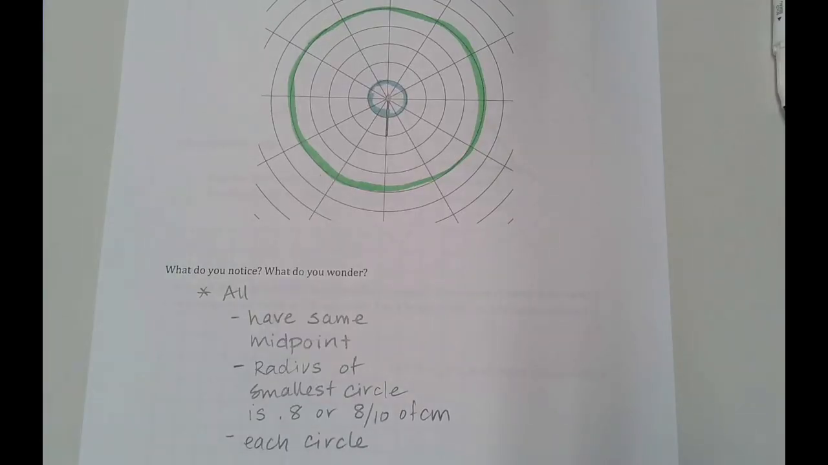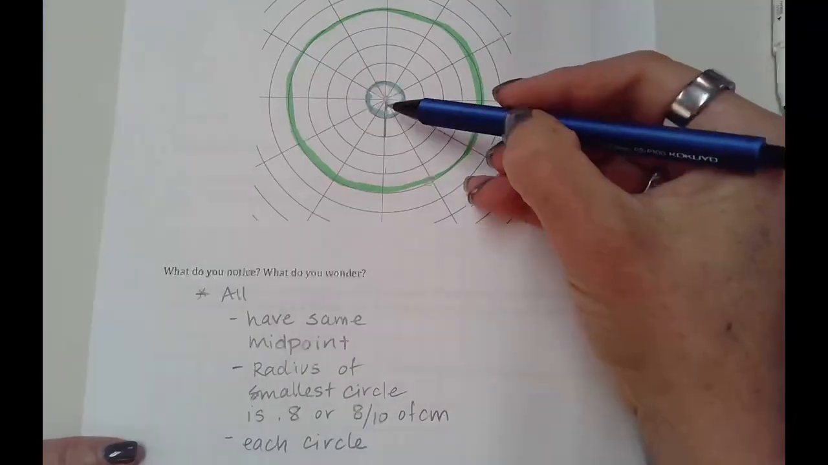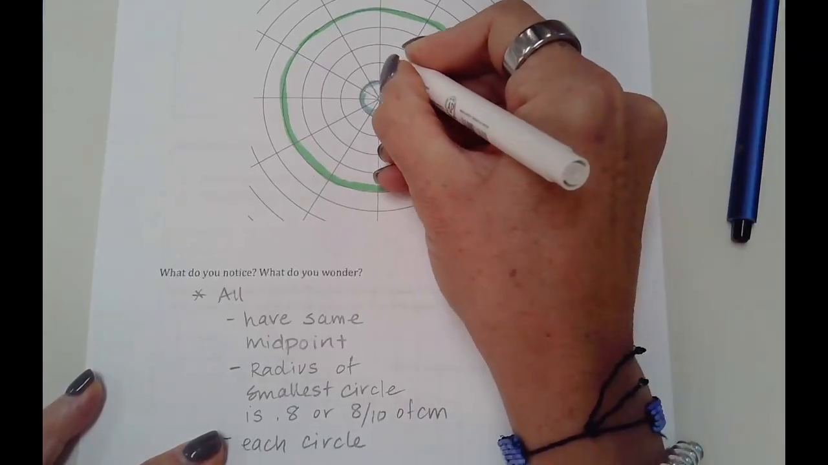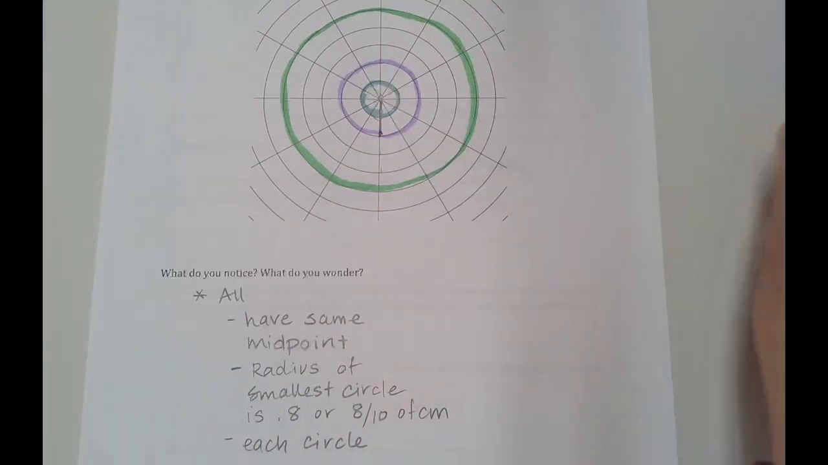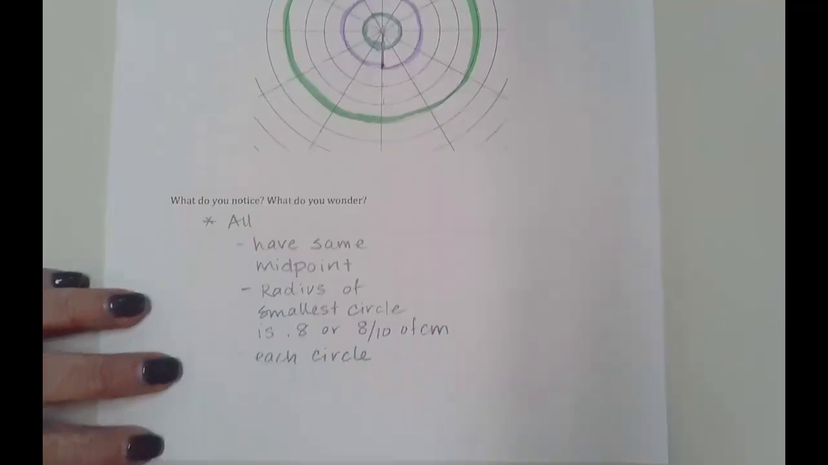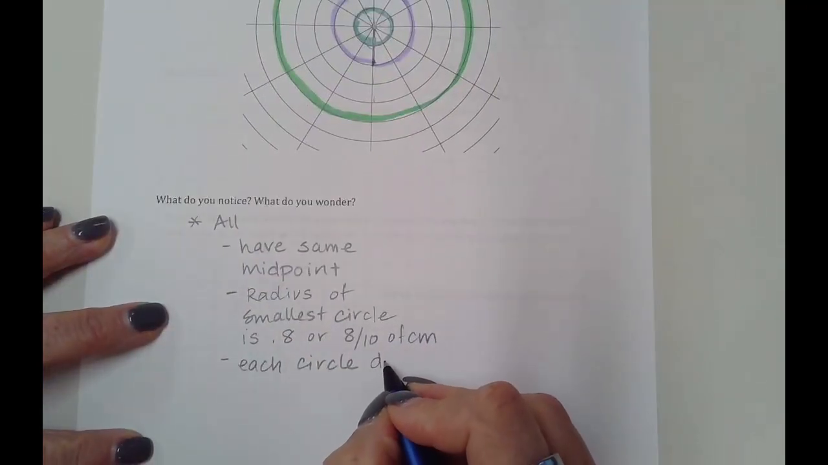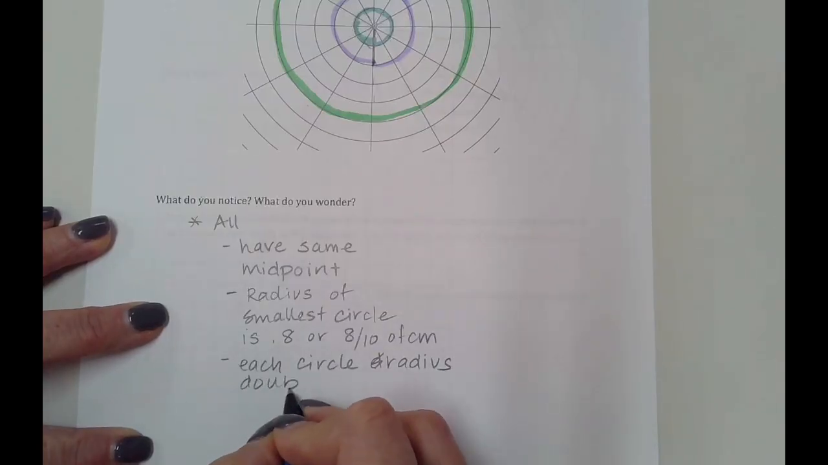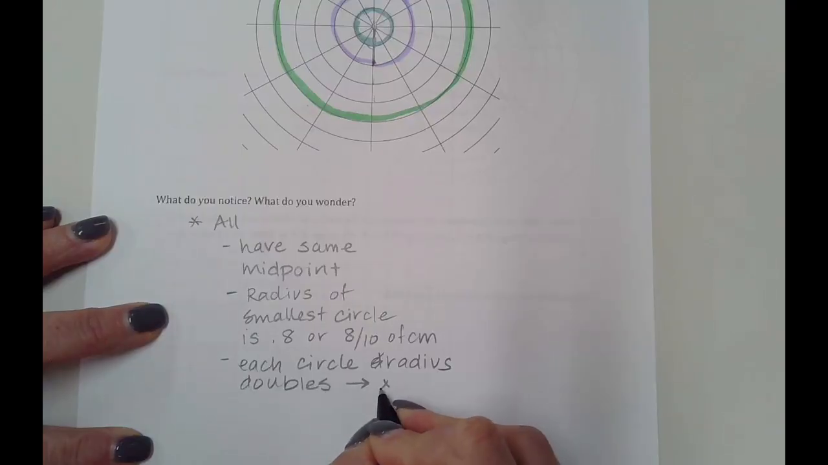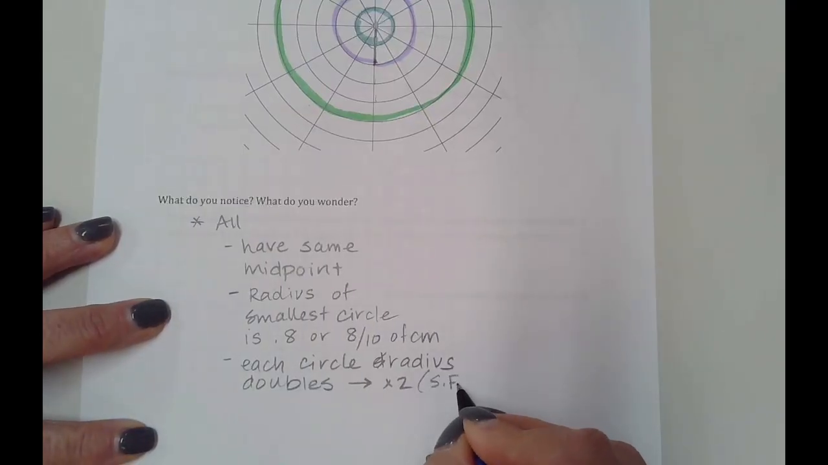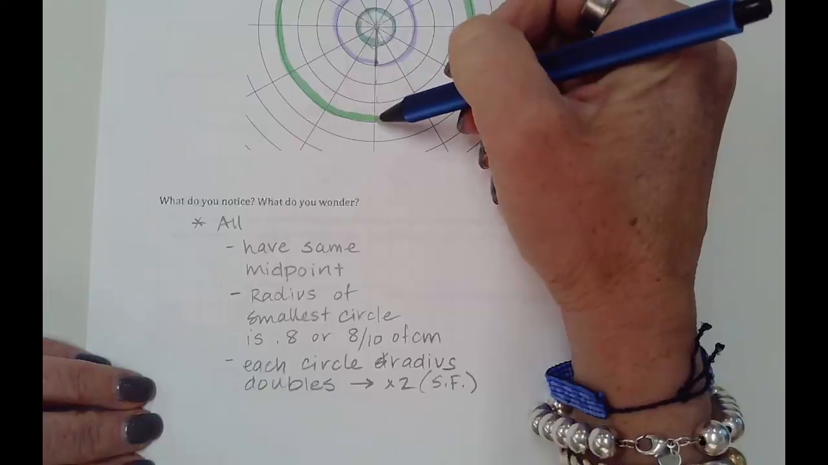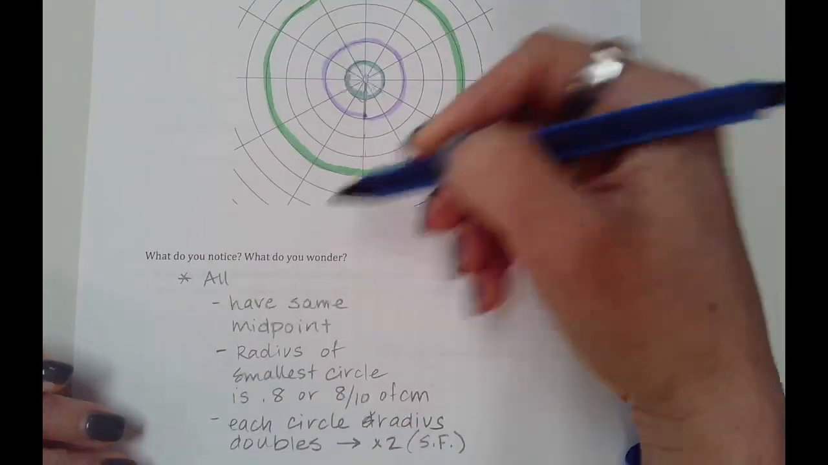So that means, since this is 8/10 and this is 8/10, that each circle, if we scale up, what's the scale factor? What's happening between this smallest circle and the next one out? What's the scale factor between that smallest and biggest? All right, so hopefully you said the scale factor is 2. So each radius doubles, and that doubling means times 2 is our scale factor. Then the next one would triple, the next one would quadruple, the next one would be times 5. So that's the scale factor that I notice.